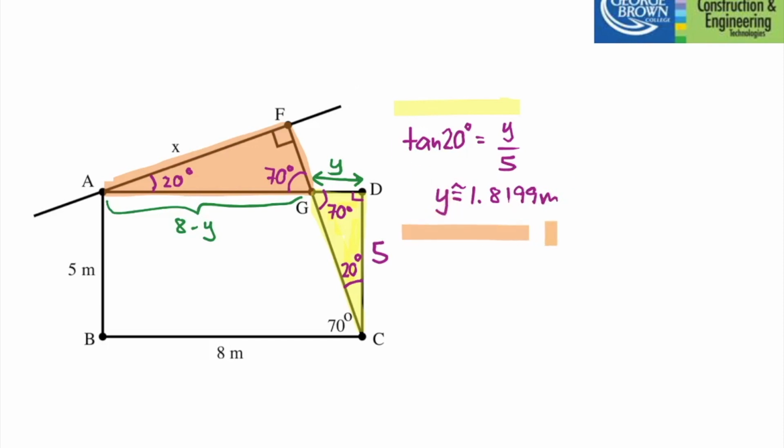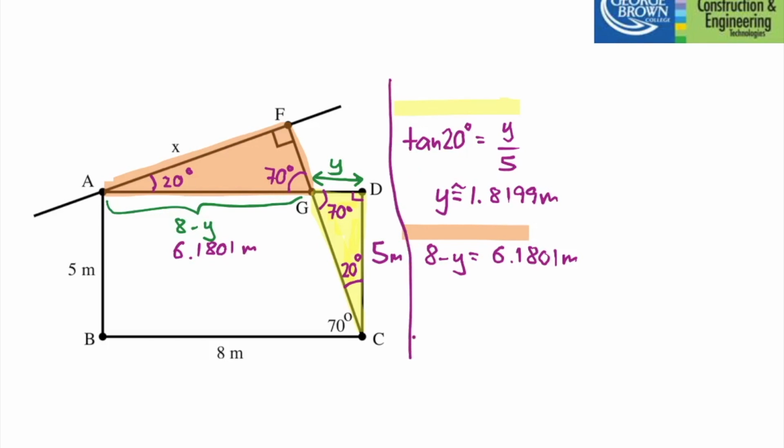Let's go to the orange triangle now. I'm laughing because it got very colorful today. So anyway, we know what y is, so we can actually go and get 8 minus y. So 8 minus y is 6.1801. So now you know that this length here is 6.1801 meters, of course. Let's put some meters in here. Just in case you're fast forwarding the video, let's make sure the real estate looks good.